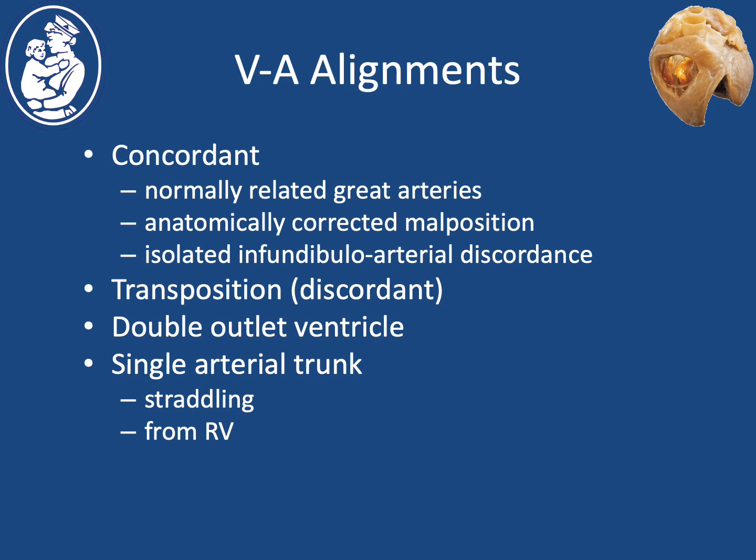Single arterial trunk is an uncommon type of ventriculo-arterial alignment in which there is a single great artery arising from the heart. This can either be a truncus, as in typical truncus arteriosus, or the aorta in cases of pulmonary atresia. Most often, the single arterial trunk straddles the interventricular septum, as in tetralogy of Fallot with pulmonary atresia, or in typical truncus.